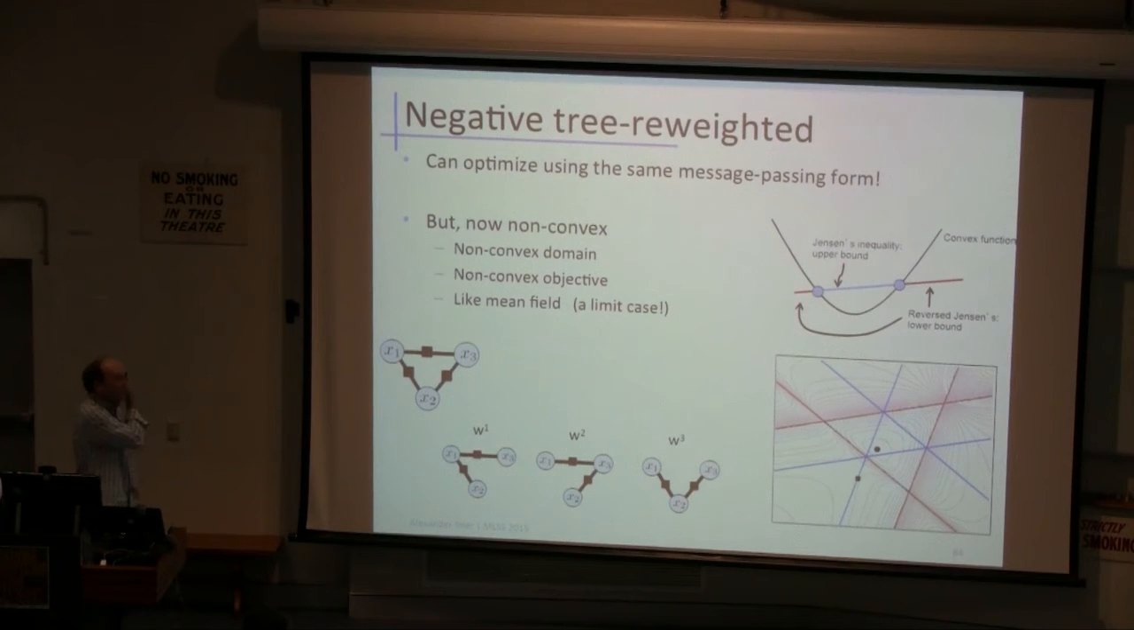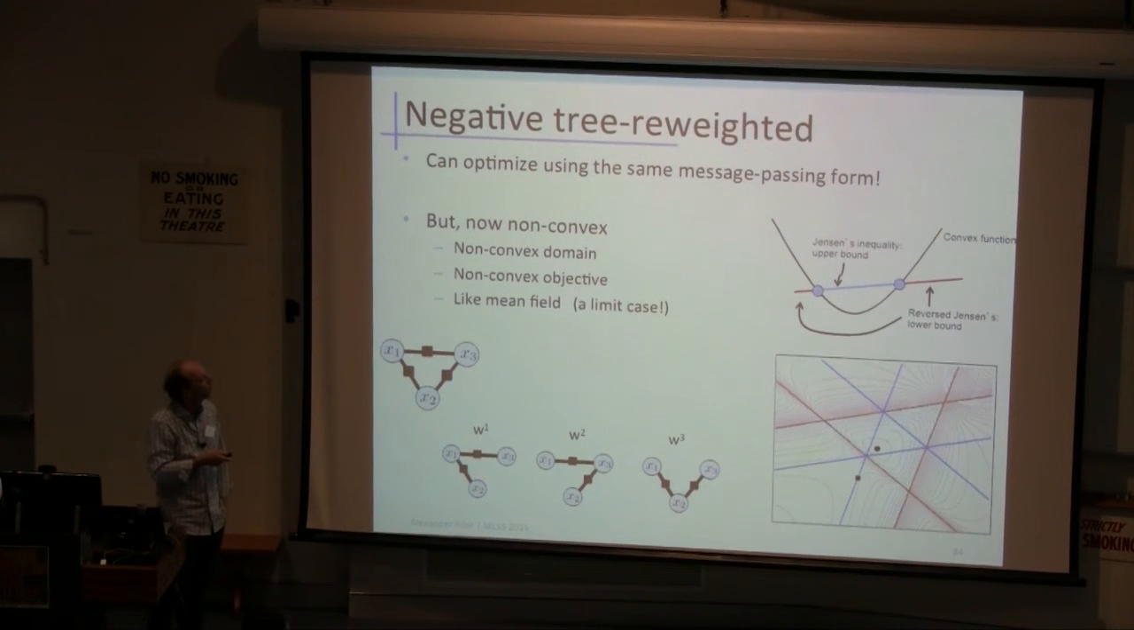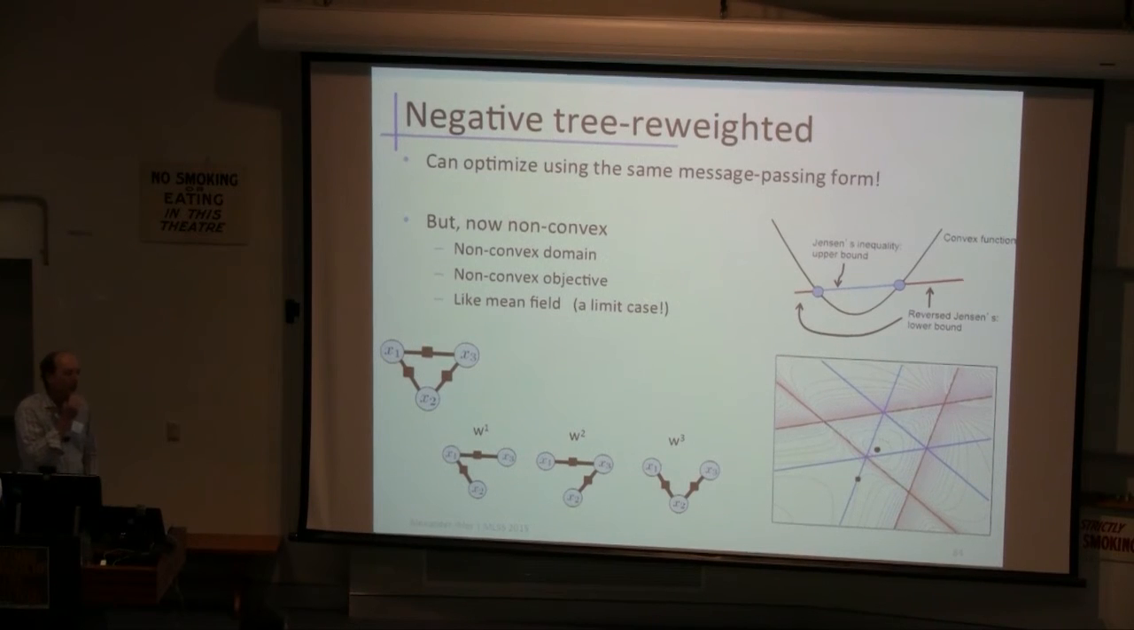It turns out that this negative reweighted model is exactly like the positive reweighted model, the upper bound. And so in fact, even though it's non-convex, you can optimize it using exactly the same message passing algorithm, but now with the weights chosen to be positive and negative. Unfortunately now, because of the negative values, it becomes non-convex.